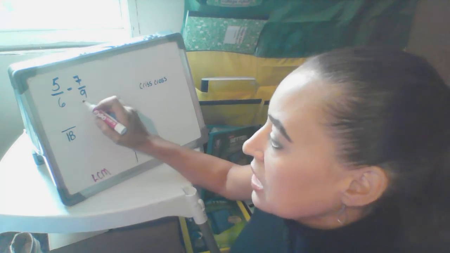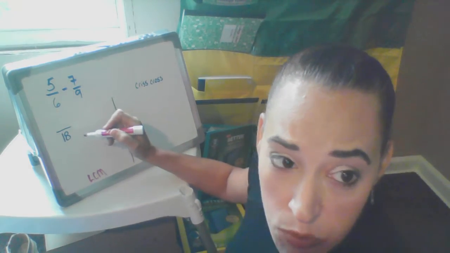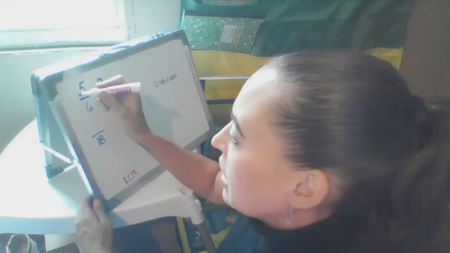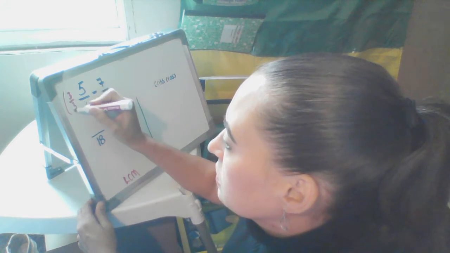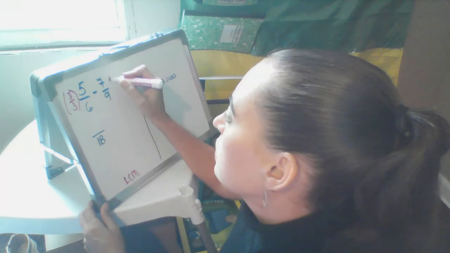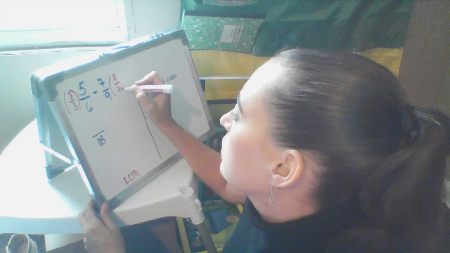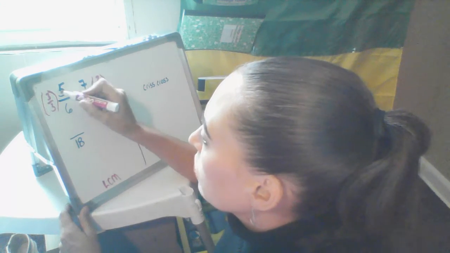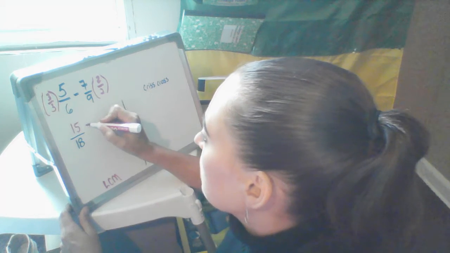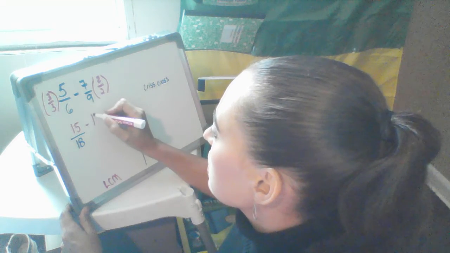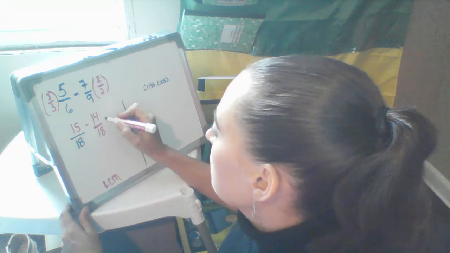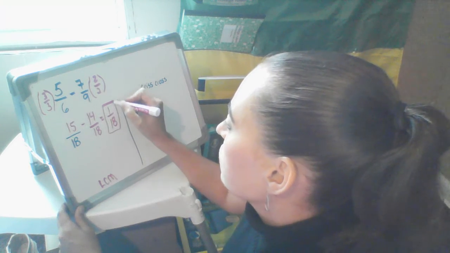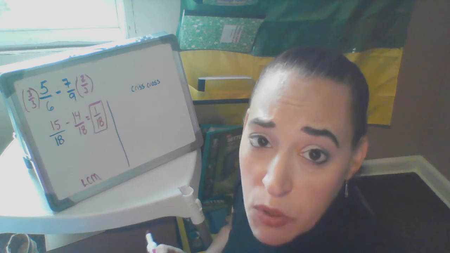Okay, so we see a 6 and a 9. Again, we have to create a common denominator in order to subtract. Least common multiple would be 18, right? So 6 times 3 would give me 18. Remember, 3 over 3 is 1. 9 times 2 gives me 18. Okay. So 3 times 5 is 15 over 18 minus 7 times 2 is 14 over 18. 15 minus 14 is 1 over 18. And that's your final answer if you utilize the least common multiple.